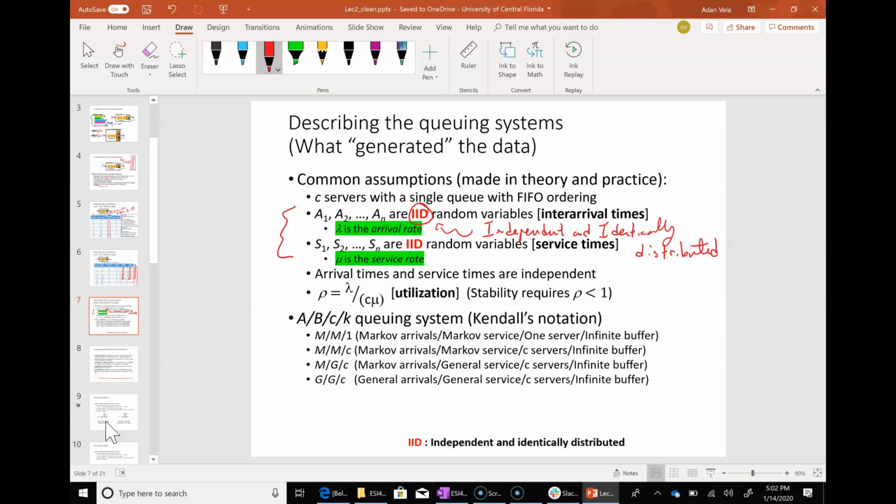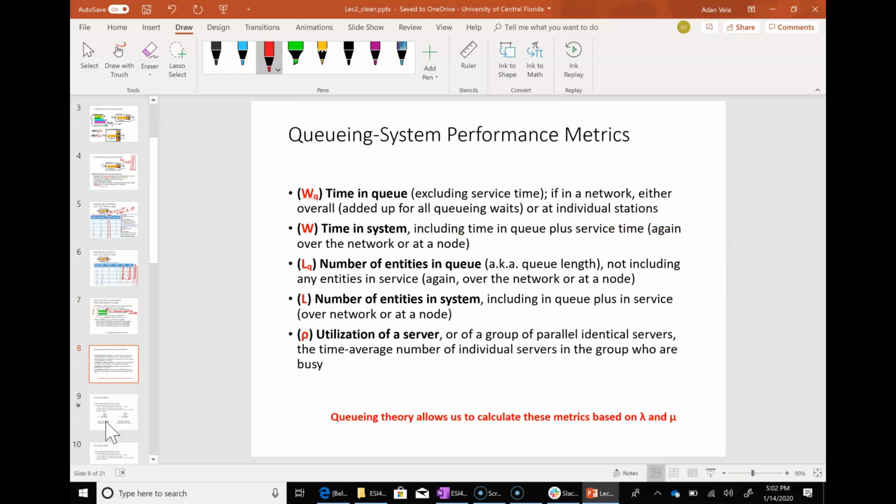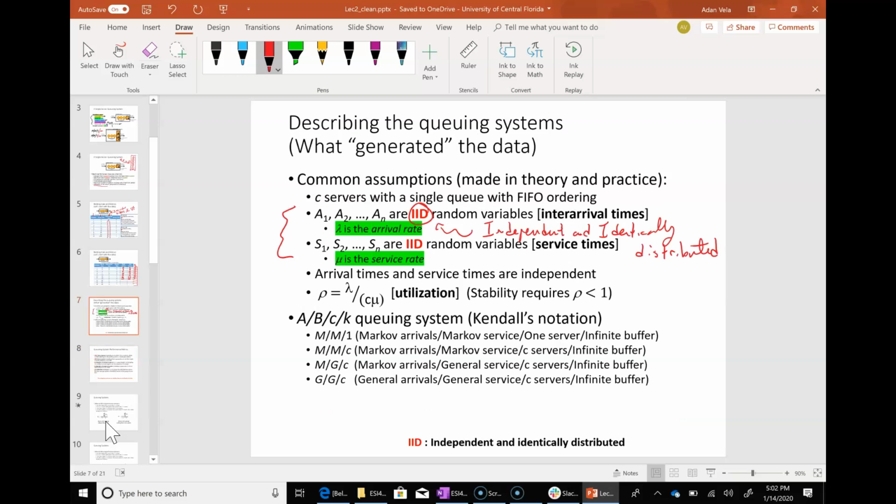Now, I think I mentioned a couple other assumptions that we talk about. The first one is that we typically have an infinite buffer, because the math doesn't work out otherwise. It makes it really hard. One of the other ones that we talk about is having Markov arrival and Markov service times.